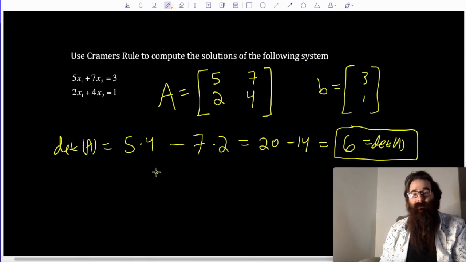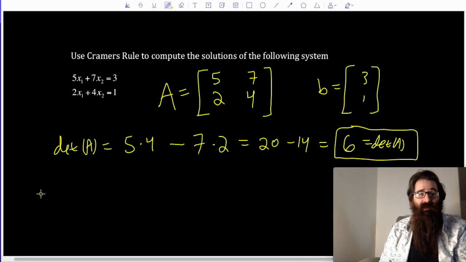But there are some other pieces I'm going to need to build, and then some more determinants I have to find. Let's talk about what A sub 1 at b looks like. Now let me explain this.